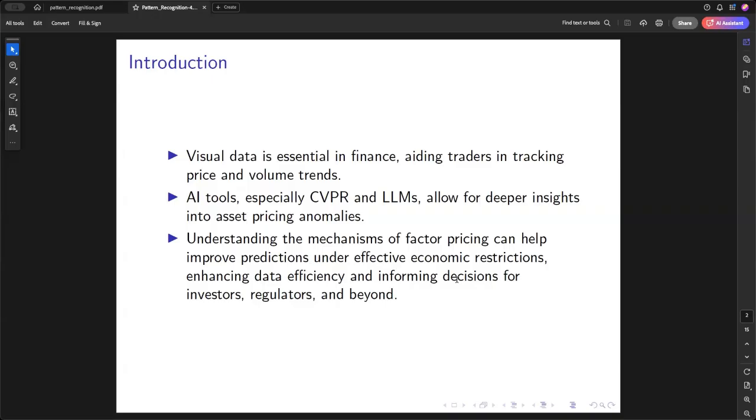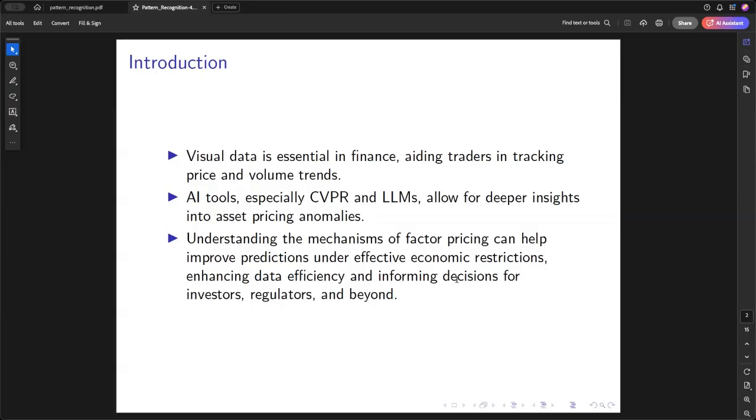Visual data is very essential in financial markets. A financial trader may have 8 monitors to monitor the market data, and they want to check the price and volume trends to make decisions. And in finance research, visual data is not yet widely used.